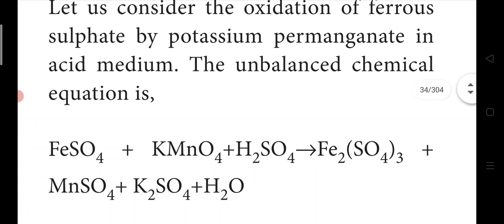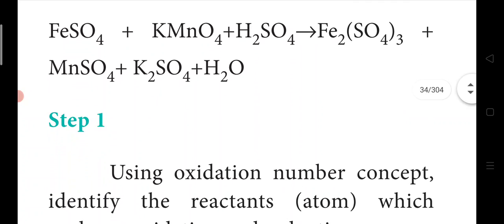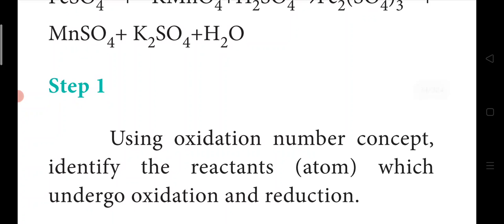So let us consider this equation. Ferrous sulfate reacts with potassium permanganate and sulfuric acid to give iron sulfate, manganese sulfate, potassium sulfate and water. So these are the products. This is an unbalanced chemical equation. So what to do to balance this redox reaction? What we have to do is the first step.